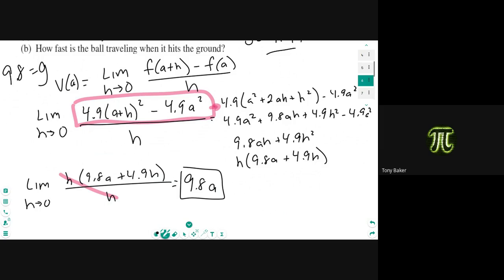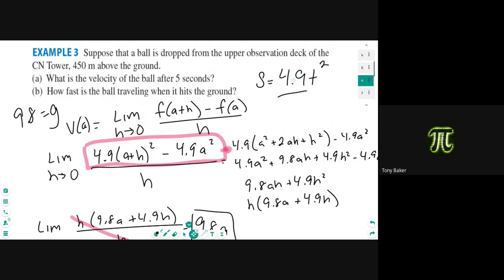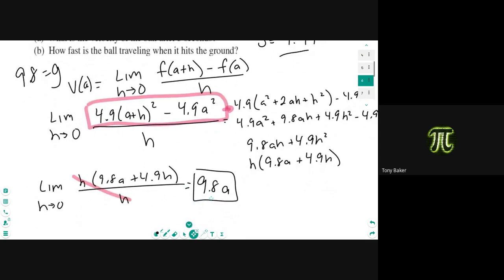What does 9.8 represent? What's the unit on 9.8? Meters per second. So it's a slope. It's a velocity. So when we were looking at my original problem up here, that's the position. That's the velocity. So that's where your 9.8 came from. Okay.